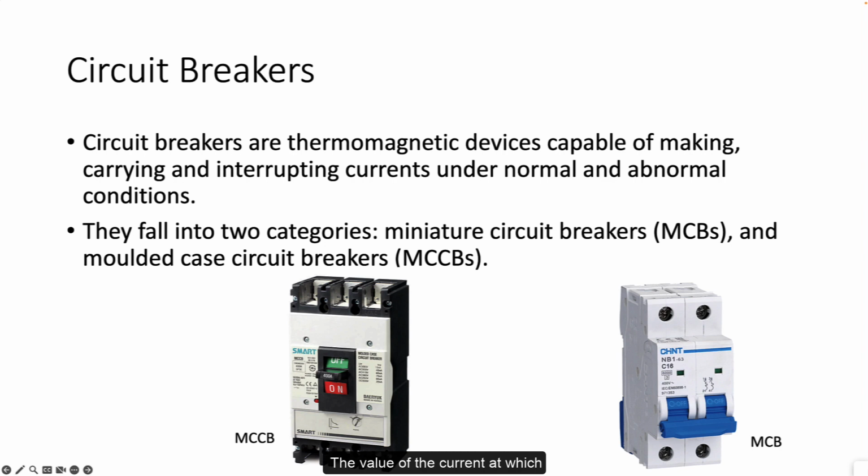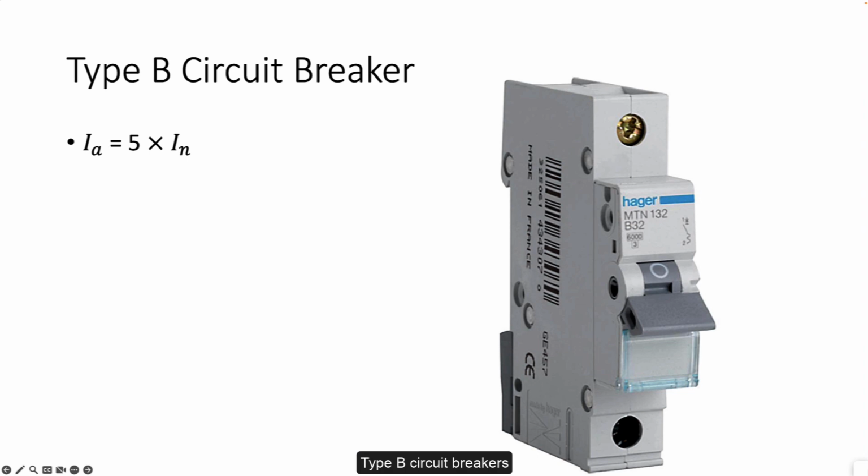The value of current at which each circuit breaker disconnects instantaneously is referred to as I subscript A. So I subscript A is the instantaneous current trip. Type B circuit breakers are designed to trip at between 3 and 5 times the rated current I subscript N.